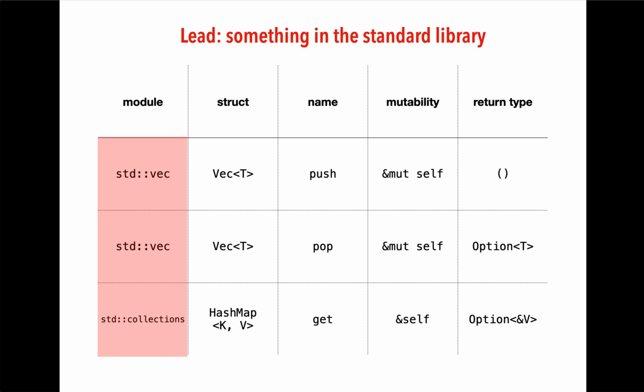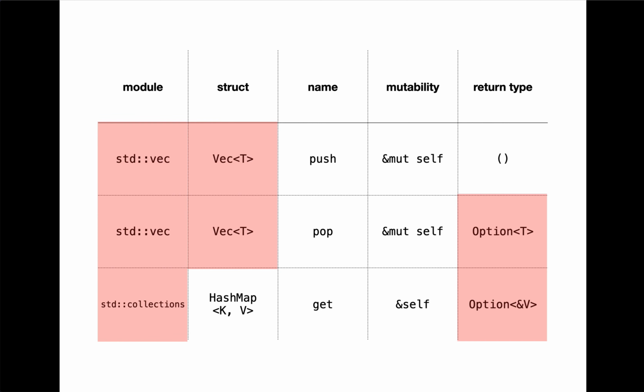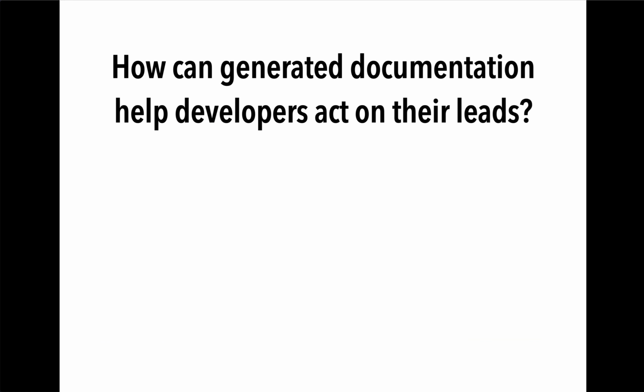Somehow the developer would like to use one or all of these leads in order to locate the one method that they need. Now, the central question under this model is then, how can generated documentation help developers act on their leads? And I think there are two main ways a developer can use a lead.